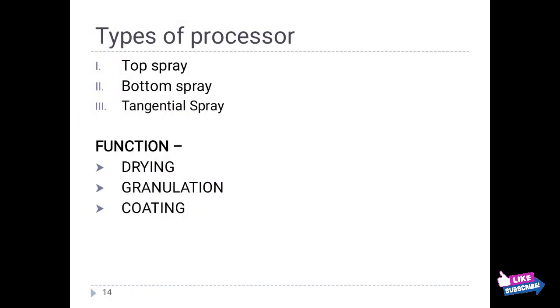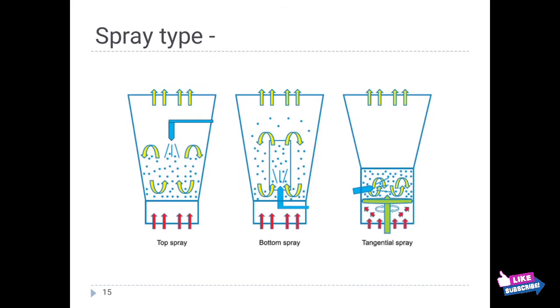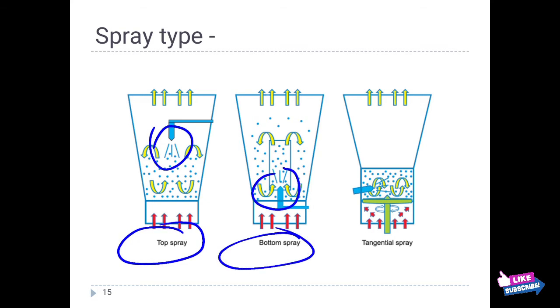There are three types of processors used: top spray, bottom spray, and tangential spray. And their functions are drying, granulation, and coating. I already told you drying, granulation, and coating. Okay, so first is the spray type. I told you there are three types of spray used. Here you can see the top spray. That's why it is known as a top spray. Here you can see bottom spray. That's why it is known as the bottom spray. And in tangential spray they can spray towards any side, right or left, and it is known as a tangential spray.